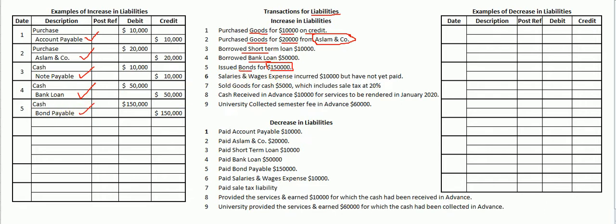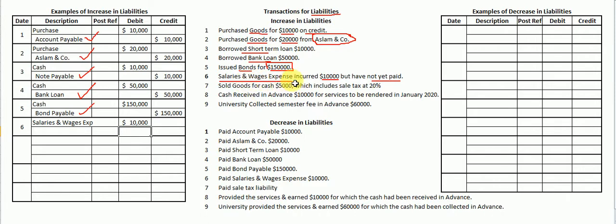Okay, at maturity. Number 6: salaries and wages expense incurred $10,000 but not yet paid. Salaries and wages is our expense account, and we have a rule that whenever an expense account increases, you have to debit. So debit the salaries and wages expense account. How much expense incurred? $10,000. What does this sentence mean, dear students?